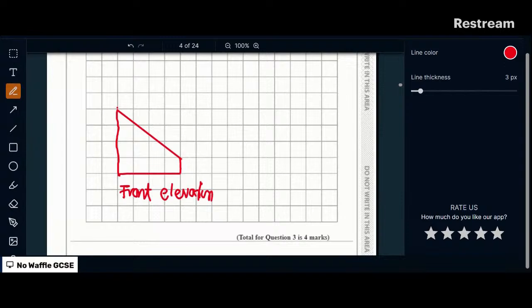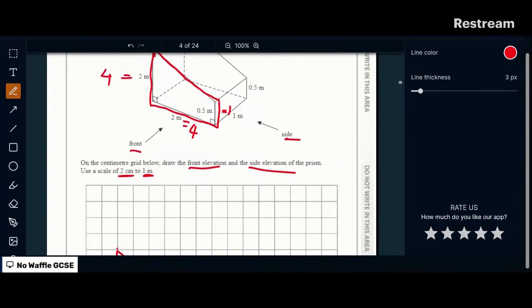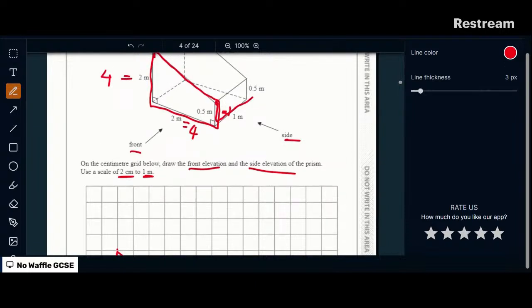Okay, and then moving on to the side elevation. So looking back, the side elevation is just going to be this rectangle here, and you've got 1 meter at the bottom, which is 2 blocks, 0.5 meters here, which is 1 block. So it's a 2 by 1 block.